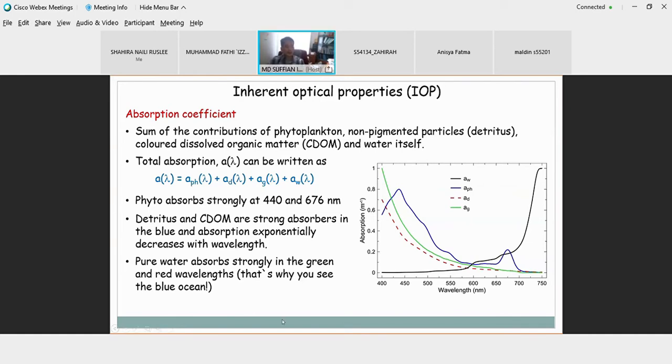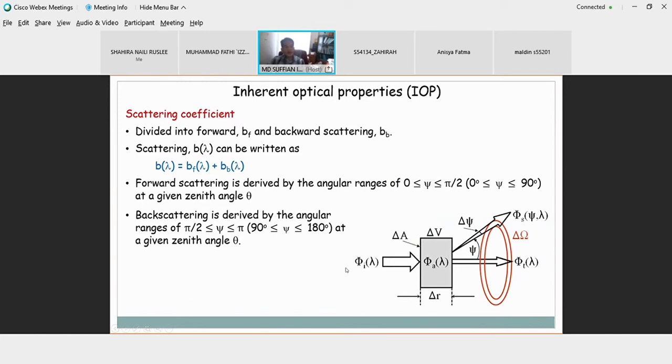So pure water absorbs strongly in the green and red wavelength. Pure water, that means dia air yang tanpa ada particles. And then the scattering coefficient divided into two, forward scattering and backward scattering.